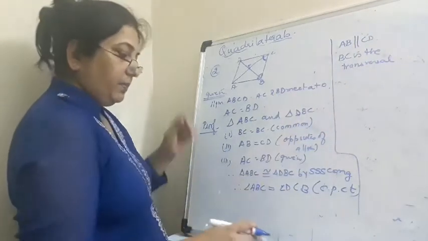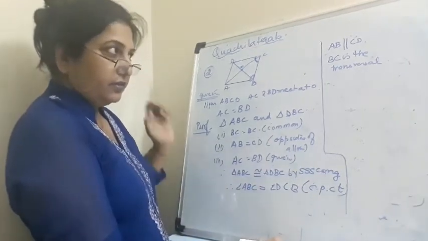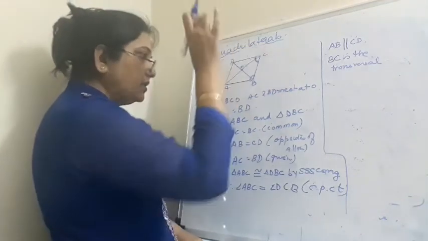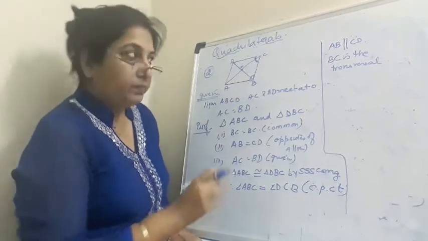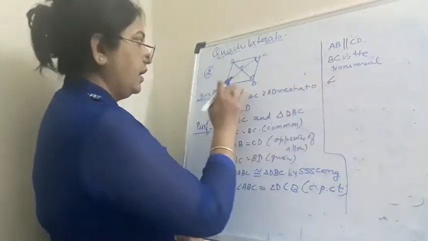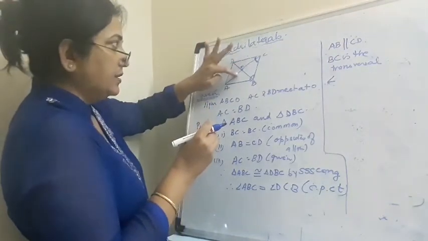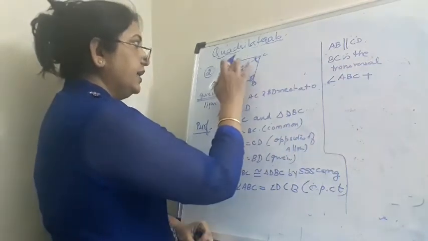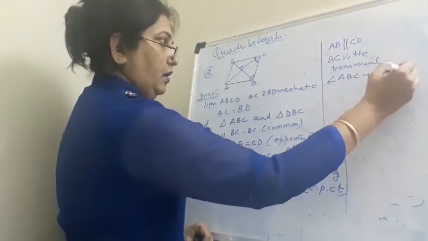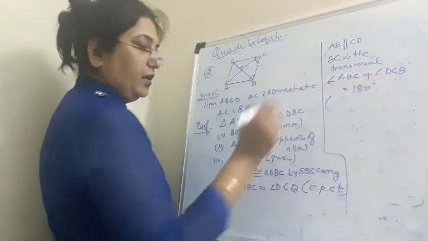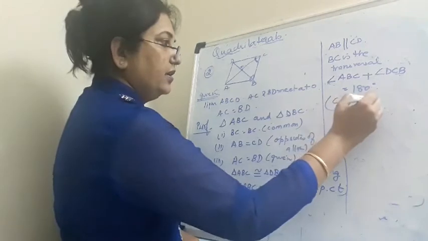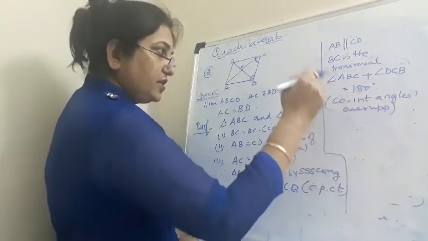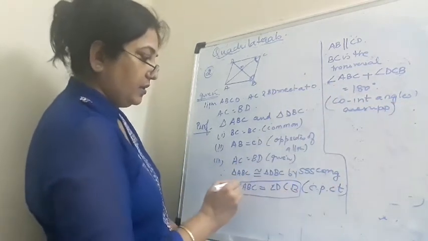So children, when we were studying parallel lines or lines and angles in class 6th, we know that if any two parallel lines are intersected by a transversal, the co-interior angles should be supplementary. So over here we can write, because we are talking about these two parallel lines and these two angles, angle ABC plus angle DCB is equal to how much? 180 degrees. And what is the reason we are going to write? Co-interior angles are supplementary.